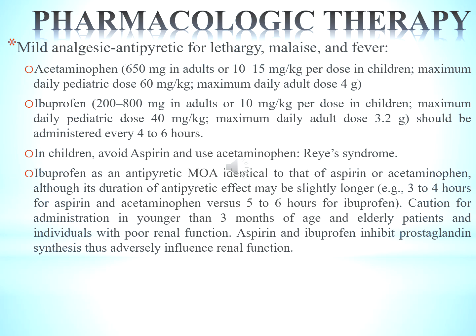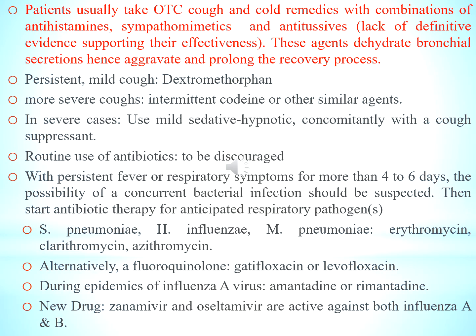Then caution should be taken for administration in those younger than 3 months of age, elderly patients, and individuals with poor renal function. Aspirin and ibuprofen inhibit prostaglandin synthesis, thus adversely influencing the renal function. Then patients should usually take OTC cough and cold remedies with a combination of antihistamines, sympathomimetics and antitussives. These agents dehydrate the bronchial secretion and hence they will aggregate and prolong the recovery process.